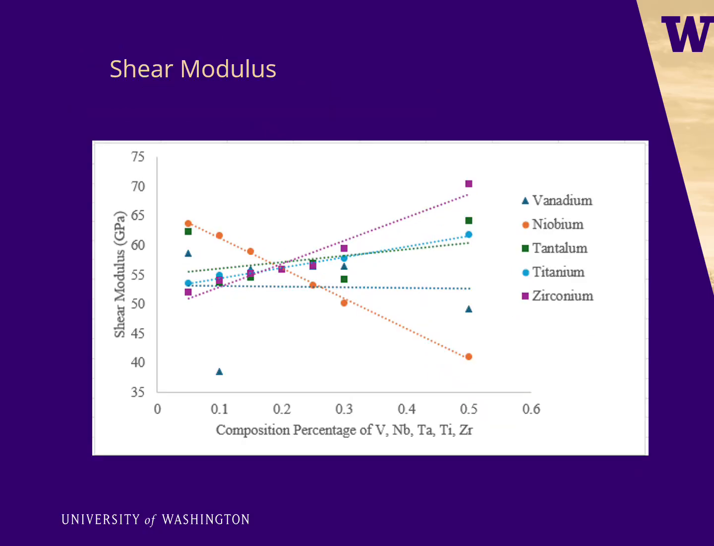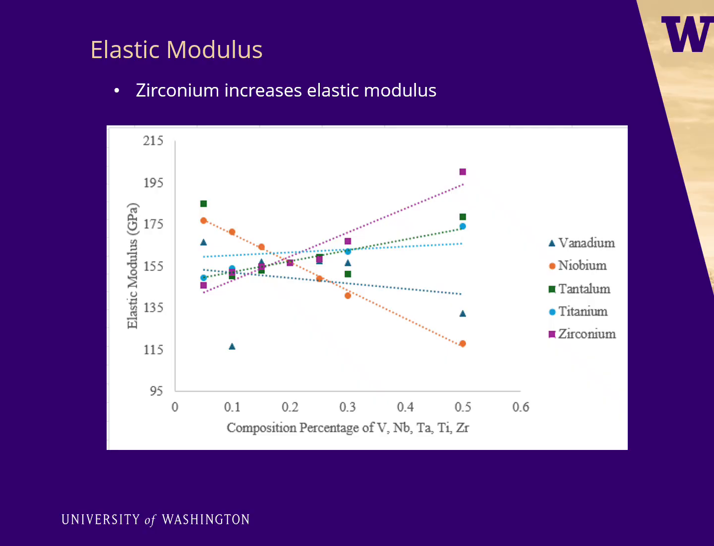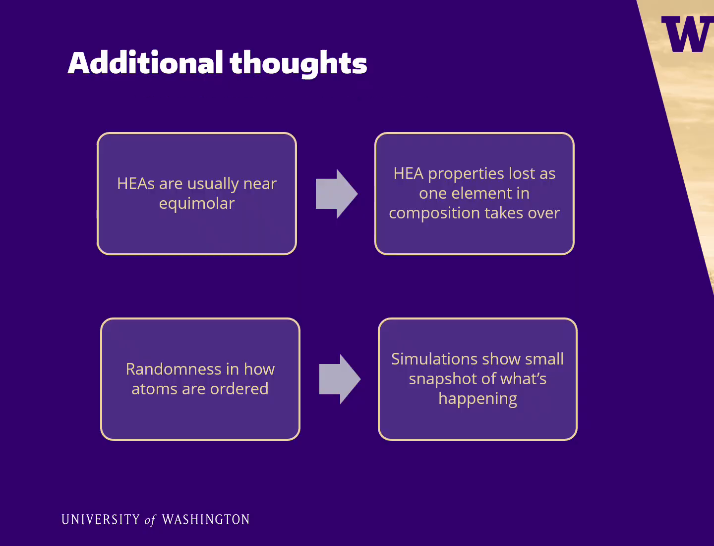Just like in the bulk modulus plot, zirconium increases the shear modulus as its composition increases, so it makes the alloy more resistant to shear deformation. Here, the elastic modulus increased when more zirconium was added. This makes the alloy more resistant to bending and stretching.